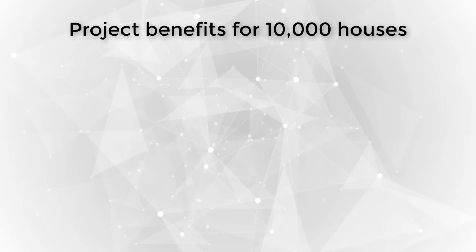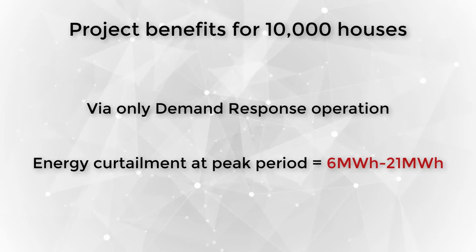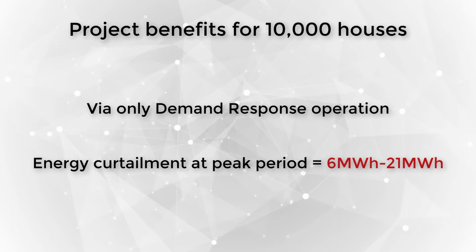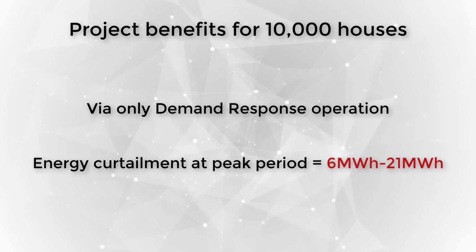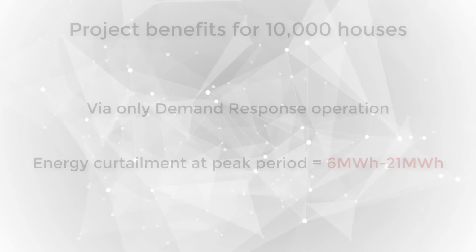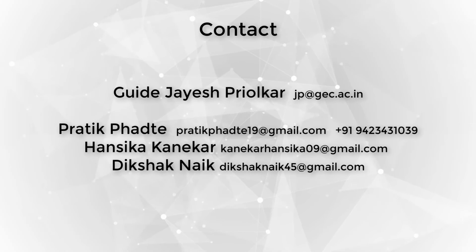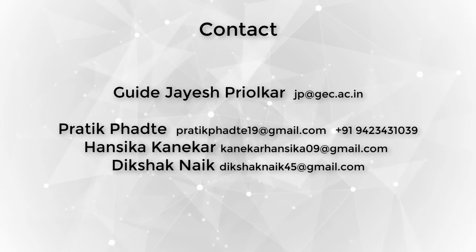Now for demand response operation, each house could curtail an energy of 0.6 to 2.1 units for each demand response period. Hence, for 10,000 houses, the net energy curtailment value would be 6 MWh to 21 MWh. The results obtained are significant numbers which can definitely put a net positive impact on our power system and most importantly also on our environment.